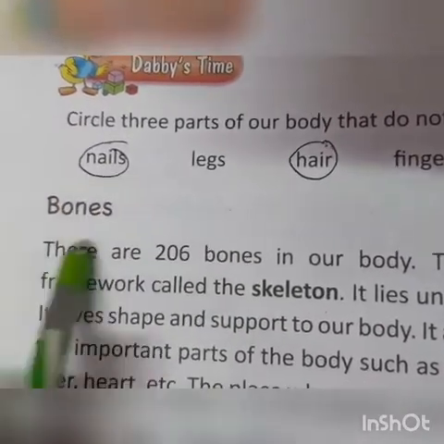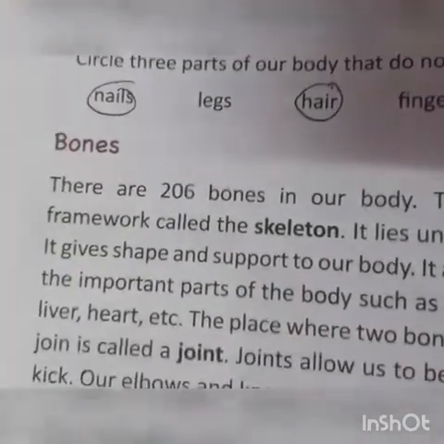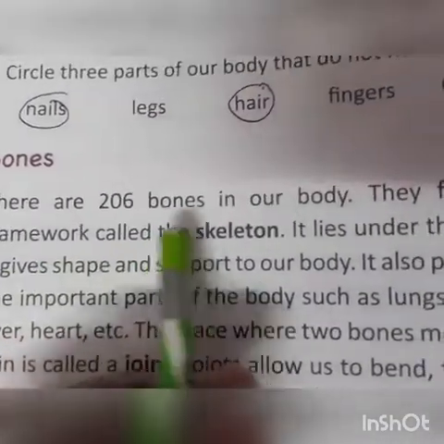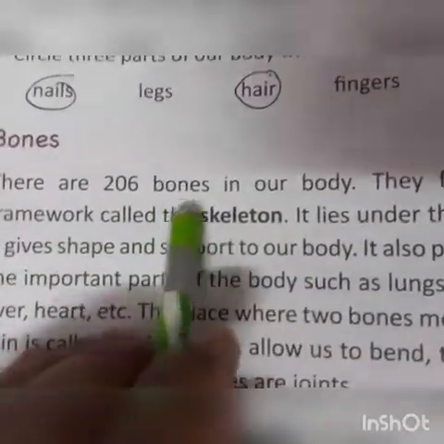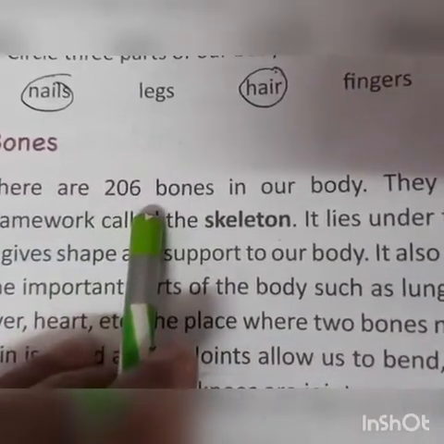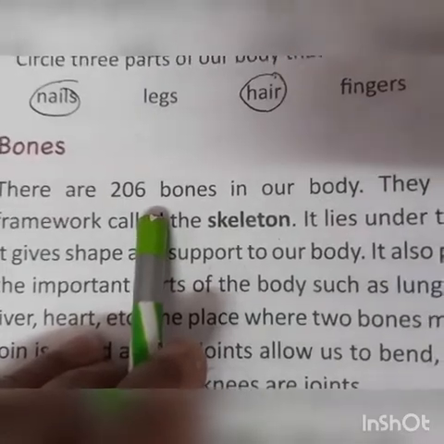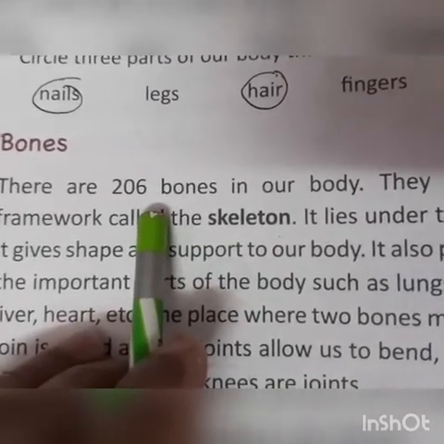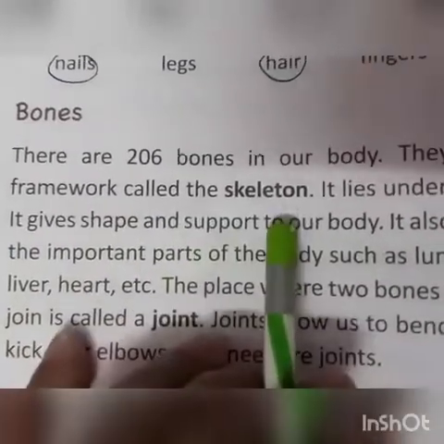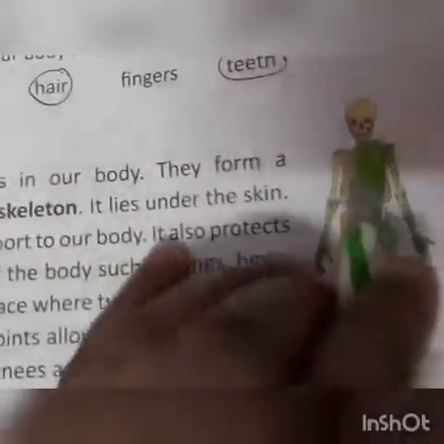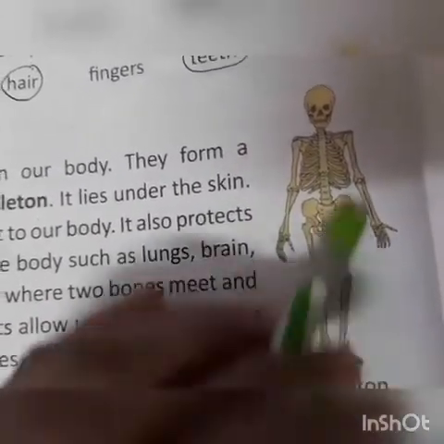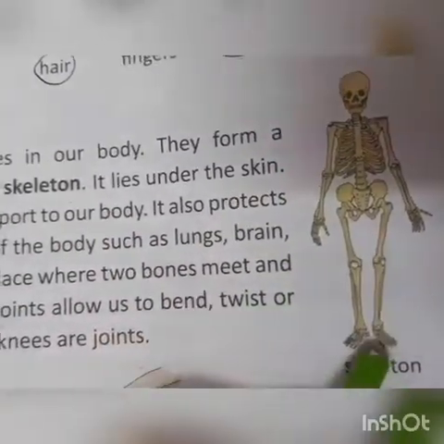Now we are starting with bones. Now what is there in this? There are 206 bones in our body. What is the total number of bones in our body? It is 206. So many bones are there in our body. So we can say our body is made up of a large number of bones. They form a framework called the skeleton. This is the picture of the skeleton. Now this total skeleton is made out of 206 bones.